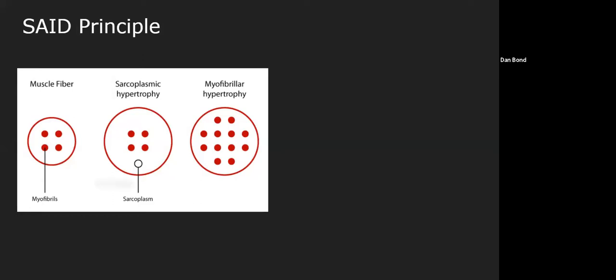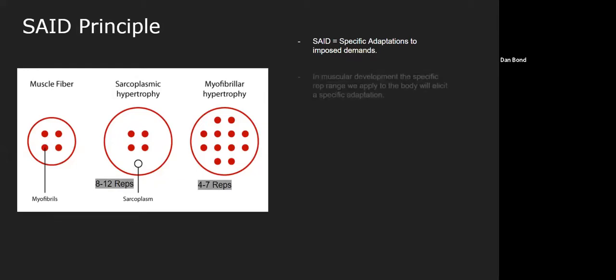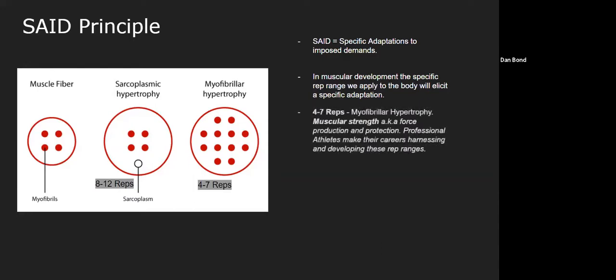I'm now going to talk to you about what the SAID principle means, and that means specific adaptations to imposed demands, all right? So if we're talking about muscular development, the specific rep range we apply to the body will elicit a specific adaptation.